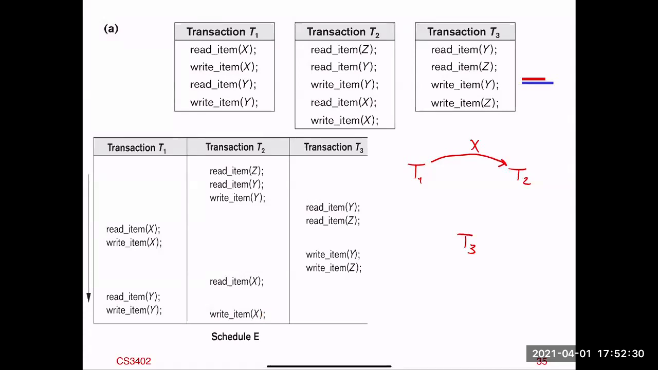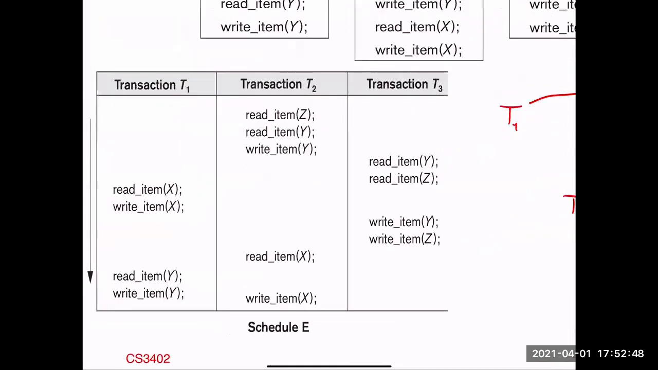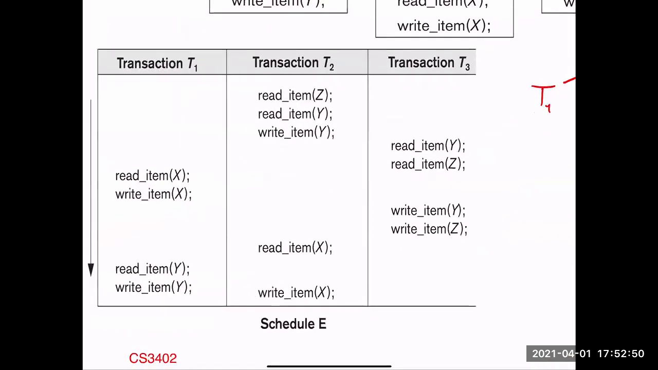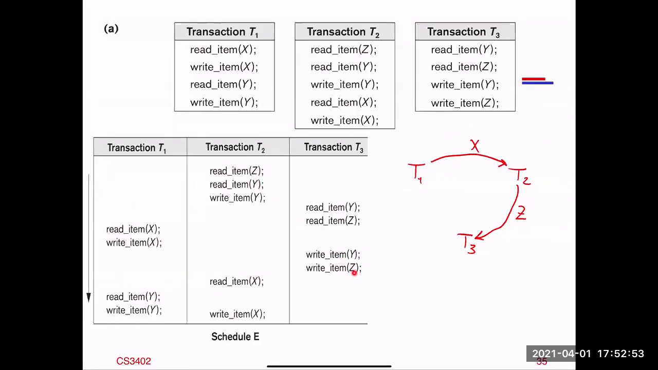Now let me find the outgoing edges for T2. I'm starting up here, right? I'm accessing Z, and here I'm reading Z, and here I'm writing Z. So I will have an edge from T2 to T3, labeled Z. I'm reading Y, and later on I'm writing Y, so I will also label this with Y. And again, that's everything because here there's no access to X.